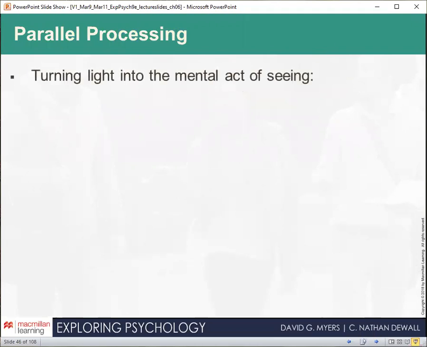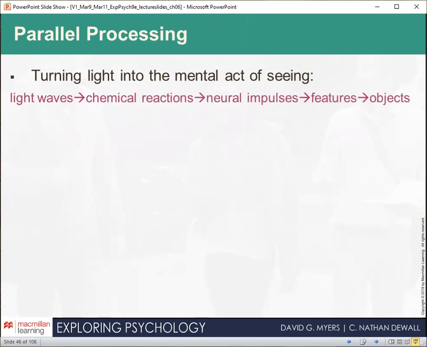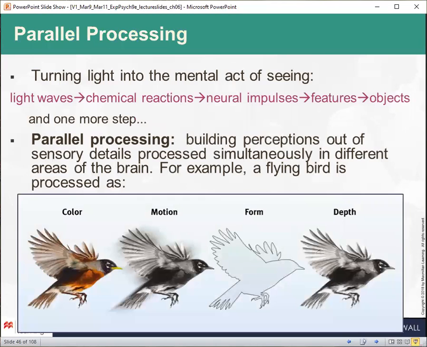Then parallel processing, turning light into mental active seeing. So this is what we see so far. Light waves, chemical reactions that are happening in the retina that then transduce them to neural impulses, which then send them to ultimately the areas of the brain and the visual cortex for processing, and we're able to determine the objects that we're looking at. And then there's one more step that's going on here, parallel processing.